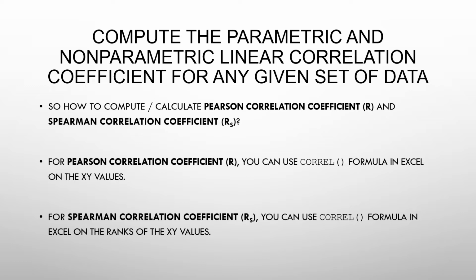Now, how do we compute Pearson's correlation coefficient or Spearman correlation coefficient? For Pearson's correlation coefficient, you can simply use the Correl formula in Excel for the x and y values. You can directly use it for the values, but for Spearman correlation, Excel doesn't have a Spearman correlation function. Correl is for Pearson's correlation, but you can kind of trick Excel. It will be close enough if you use Pearson's correlation on the ranks of the x and y values. We will see how it is done in the next slide.